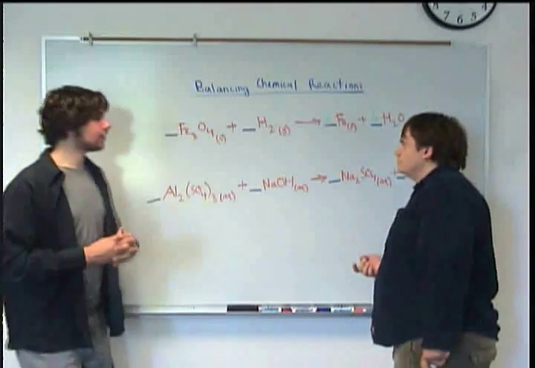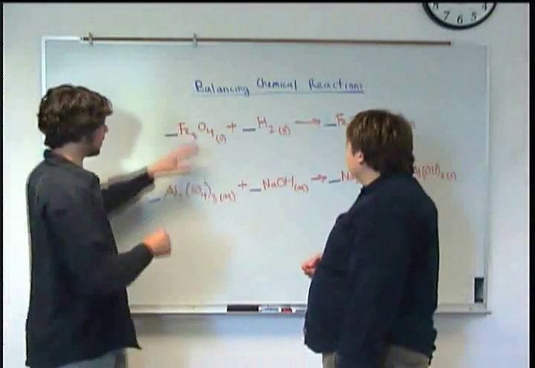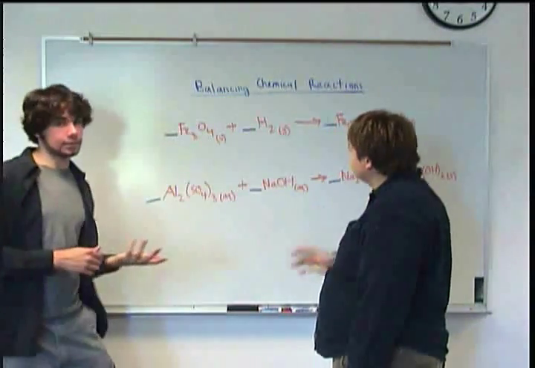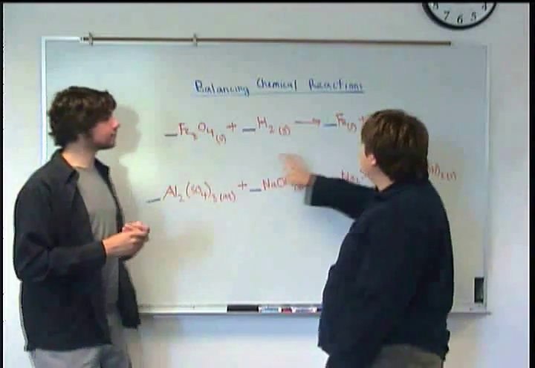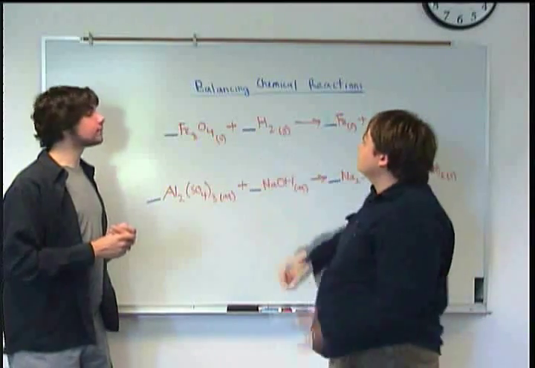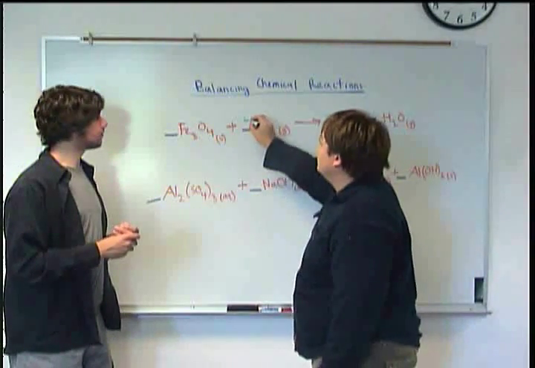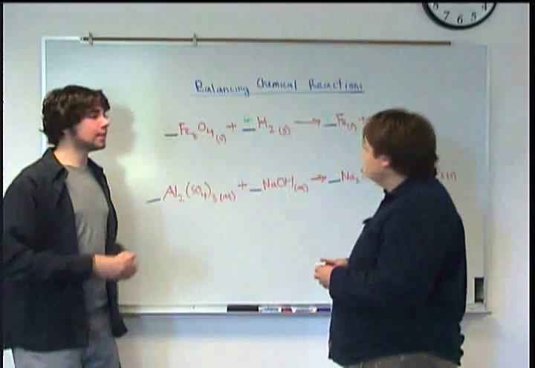Right, exactly. So now that we know the iron and the oxygen are balanced at this point, that leaves only one thing left, and that's the hydrogen. If I want 8 on this side, I just have to put a 4 there as well. There we go, and that's it.